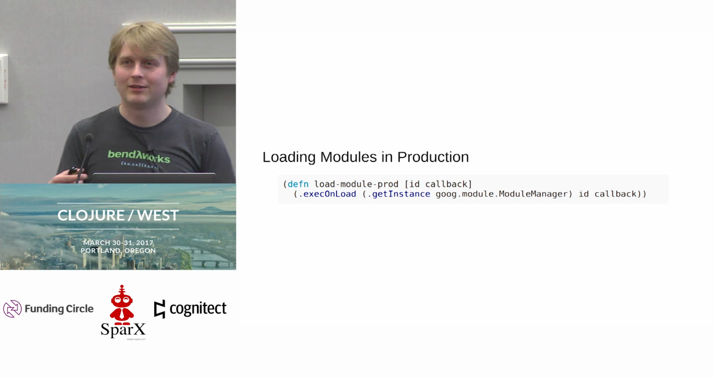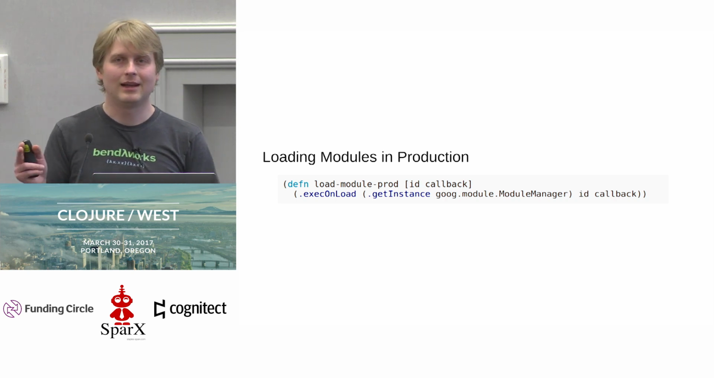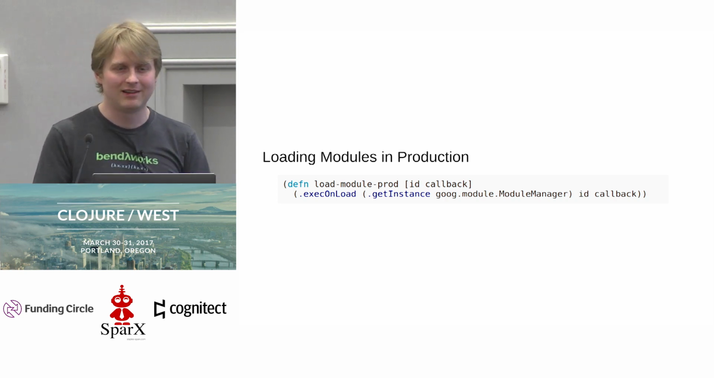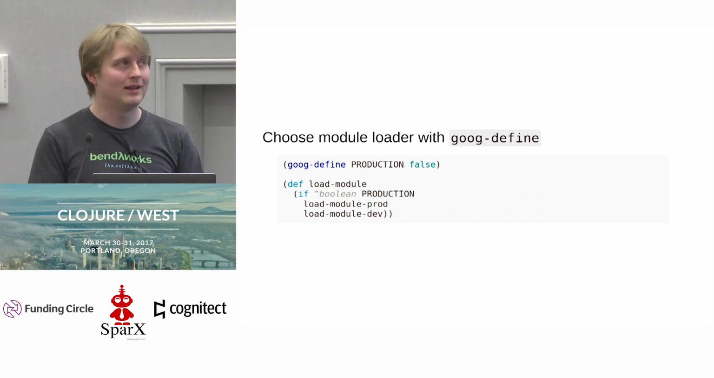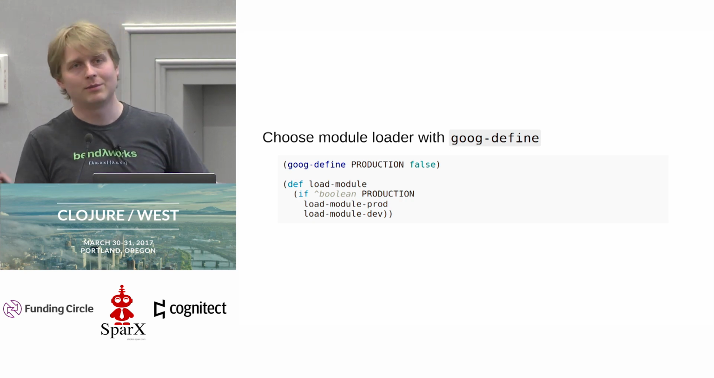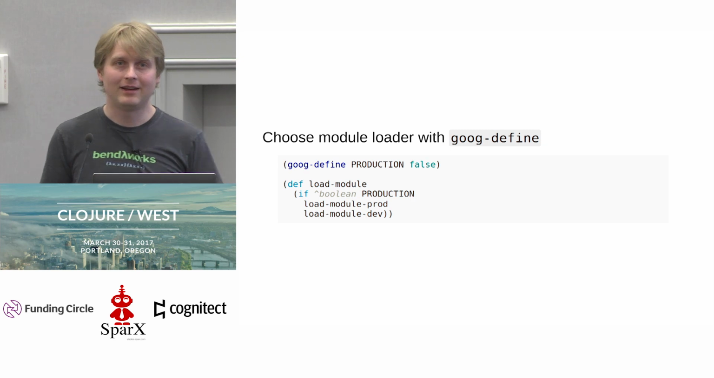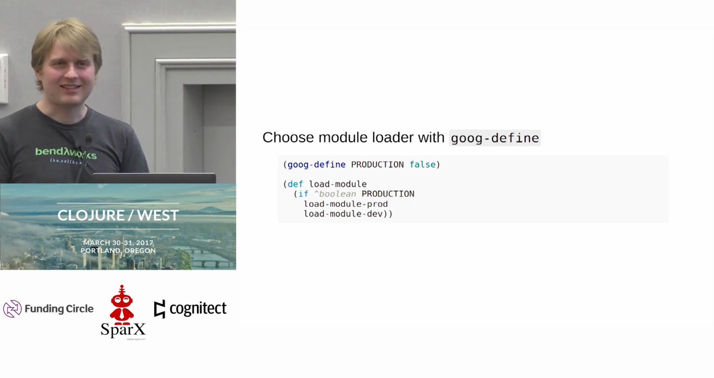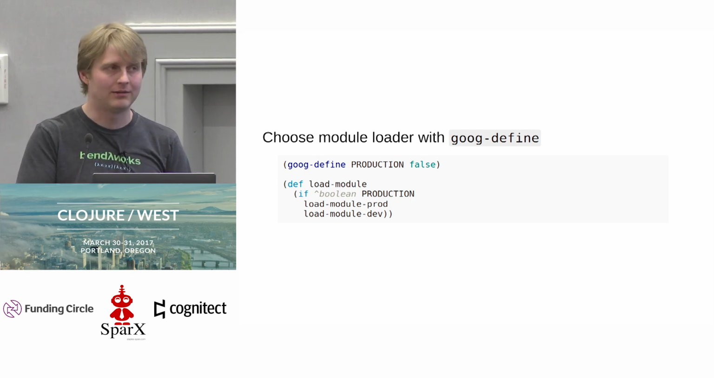And loading modules in production is much simpler, with much less code. All you have to do is call execute-load-for-module from the module manager, and you're all done. Then we have to tie this all in a nice, pretty bow. We have to say which module loader we're going to use. Are we going to use production, or are we going to use development? So with that, we use Closure defines there. Told you it was a very good buried gem. And then switch it out so that we compile away the unused module loader.